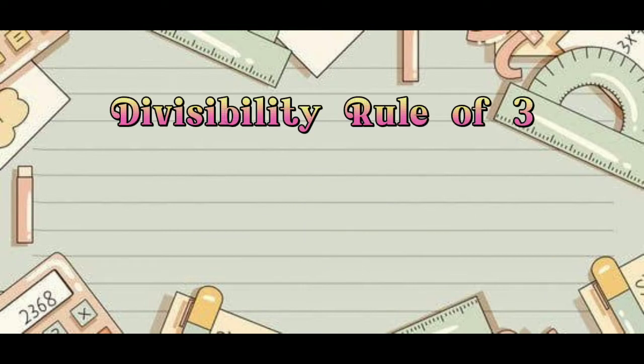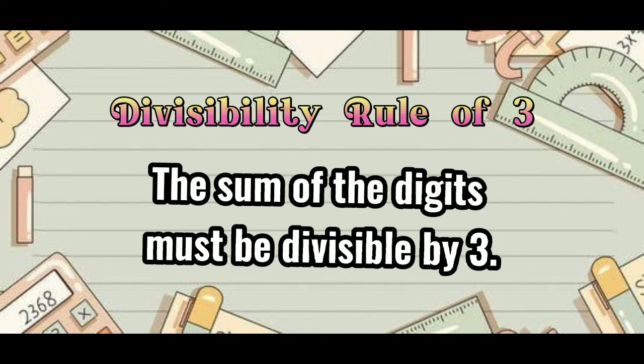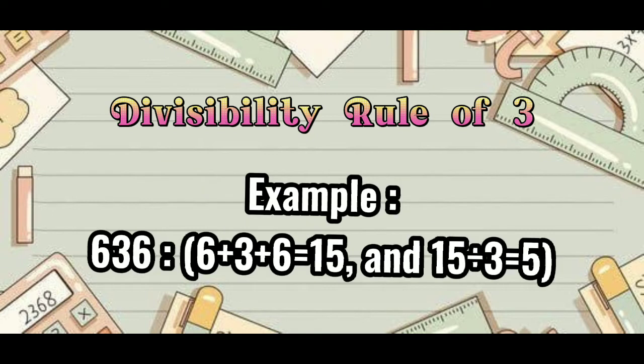Divisibility rule of 3. The sum of the digits must be divisible by 3. For example, 636. 6 plus 3 plus 6 is equal to 15, and 15 divided by 3 is equal to 5. Therefore, it is divisible by 3.